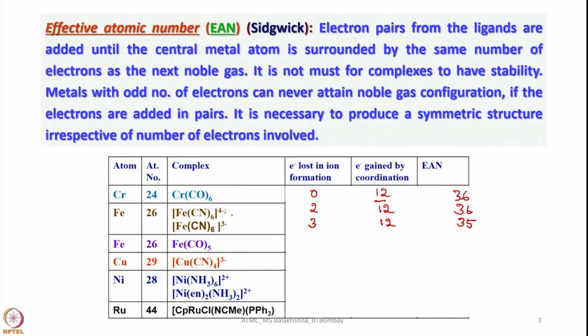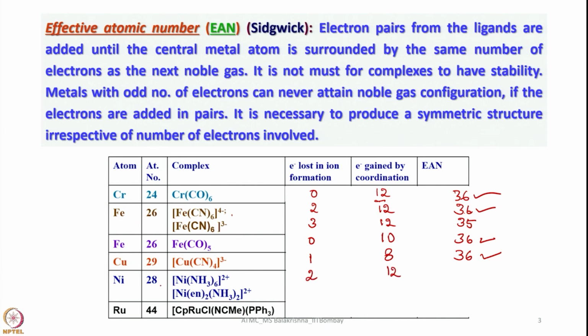Let us look into iron pentacarbonyl. Here electrons lost are 0, and then 10 electrons are coming, 26 plus 10, 36. Yes, this also attains the effective atomic number. Now, if you look into copper, 1 electron is lost here, copper is in the +1 state, and then ligands are donating 8 electrons. So, it becomes 36. So, it follows.